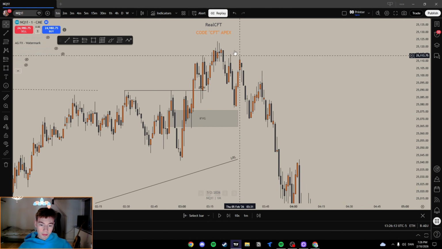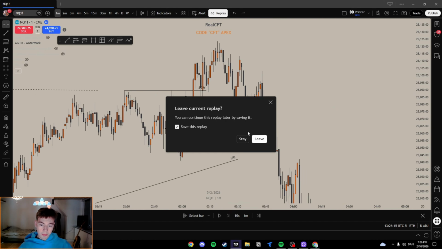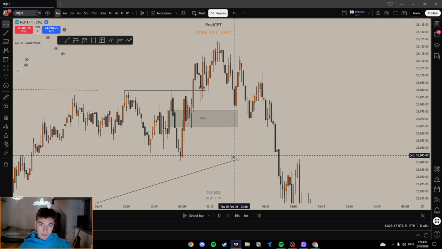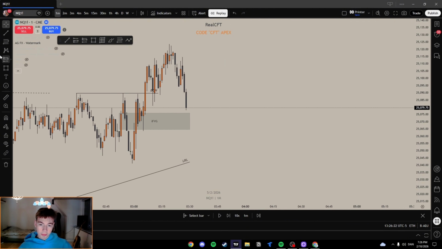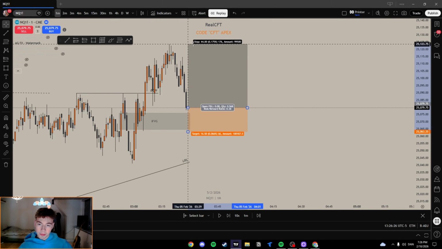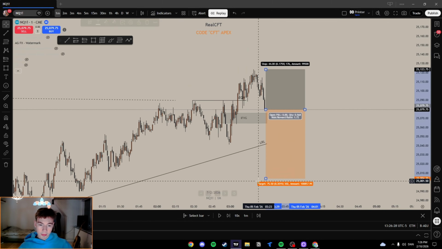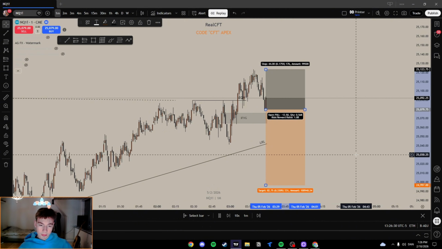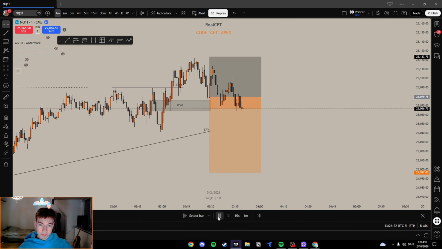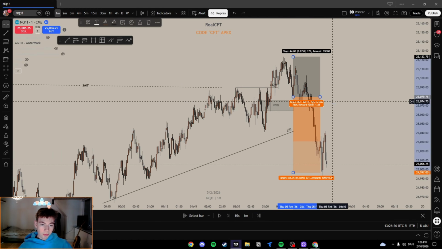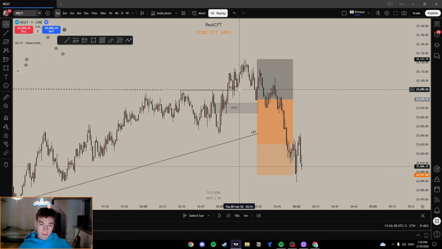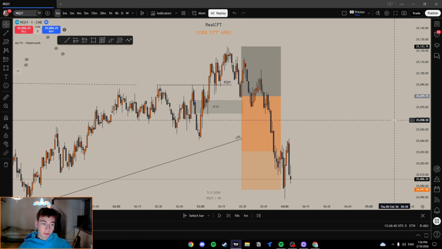So in this case right here, what you could have done is wait. You could have been patient, and you could have taken something like this right here instead and targeted the low resistance liquidity, and then it would have played in your favor. So yeah, look for equal highs and equal lows every single day coming into the market.